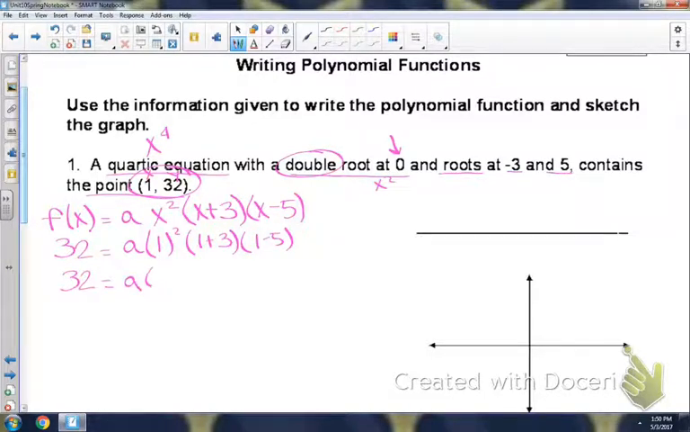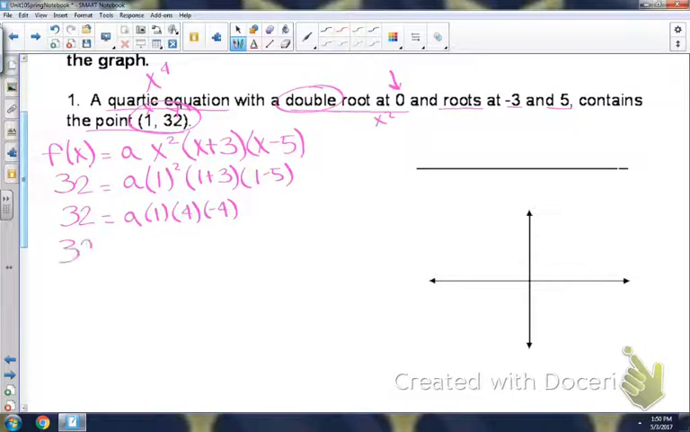One squared, we get 1. 1 plus 3, we get 4. 1 minus 5, we get -4. So we should end up with 32 equals, multiplying all of this together, we get -16a. So then we would divide by -16, and a would equal -2.